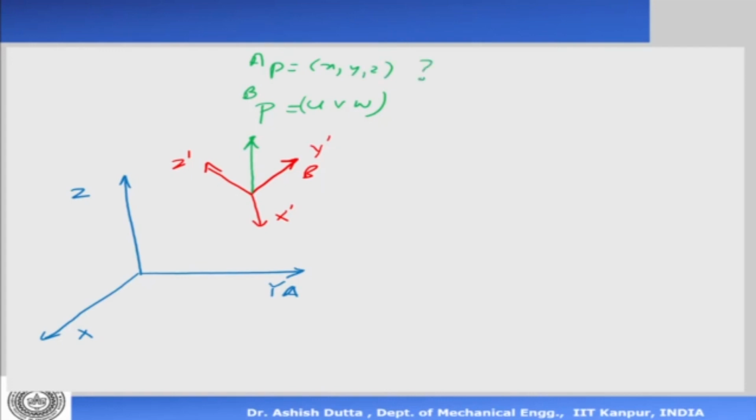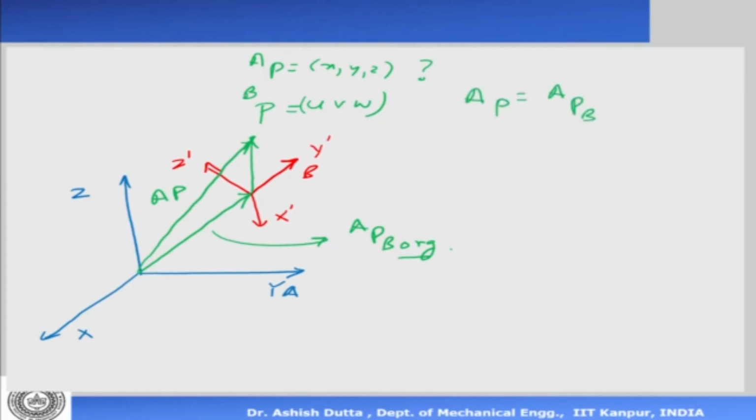Now, how do you find the homogeneous transformation matrix? So what we see is that I complete this vector diagram like this, and then I write my closed loop equation. This is APB ORG. The meaning of this is the ORG means the distance between the origins of two frames A and B. This is AP, and that's my BP, right? So I can write this as AP is equal to APB ORG plus R rotation matrix into BP.